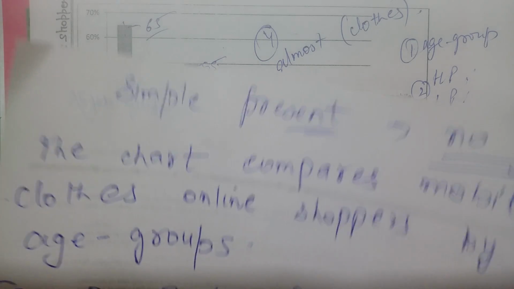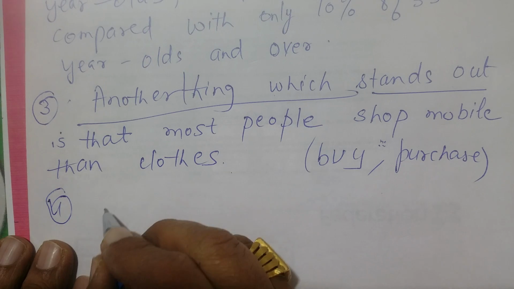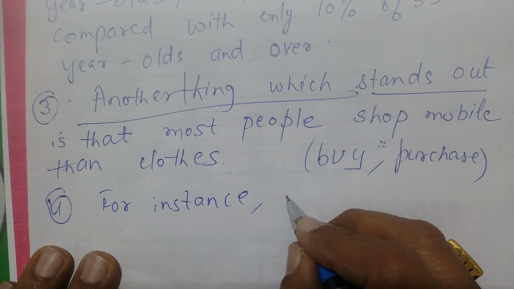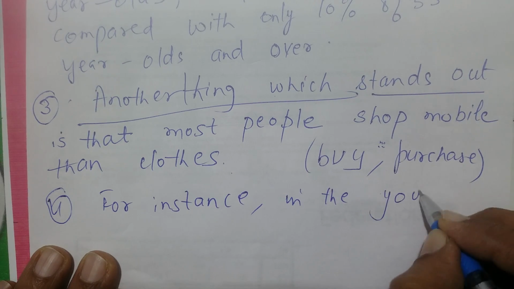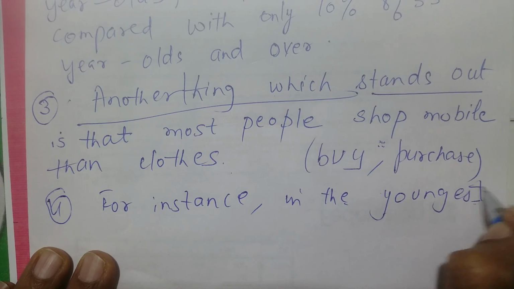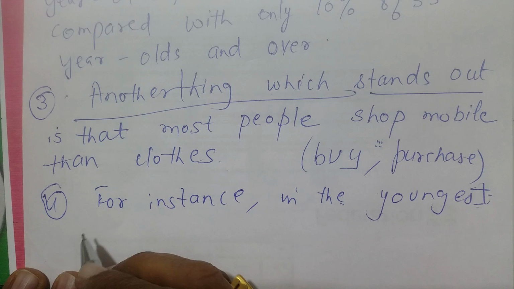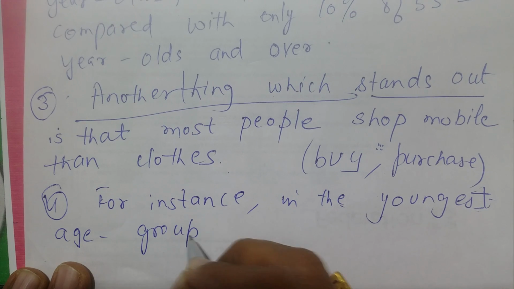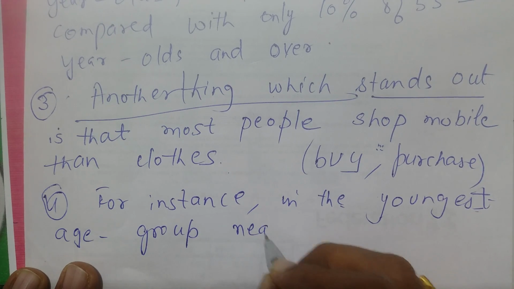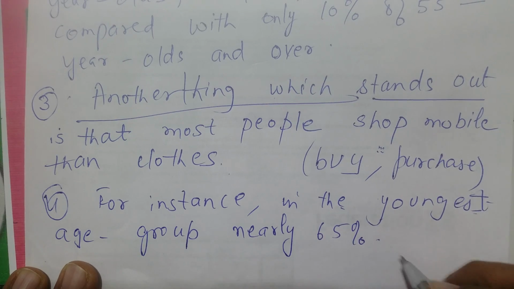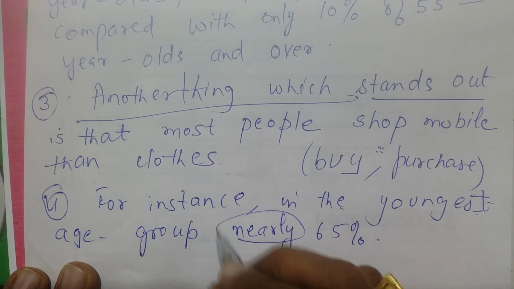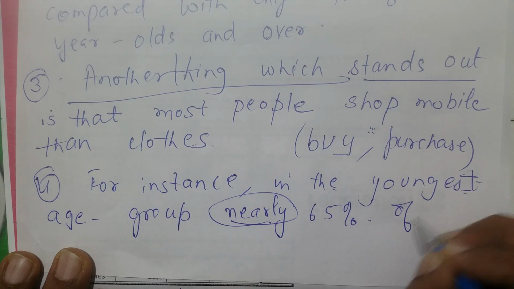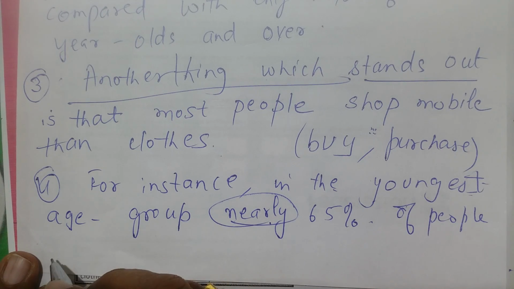So let's go to the fourth. Here we can use another language, for instance, in the youngest age group we can say, so the youngest, because the degree is superlative. So age group, what was the percentage if you remember? Nearly 65 or complete 65, right? If you think you can write, if you don't think, don't write, don't get puzzled. 65% of people.